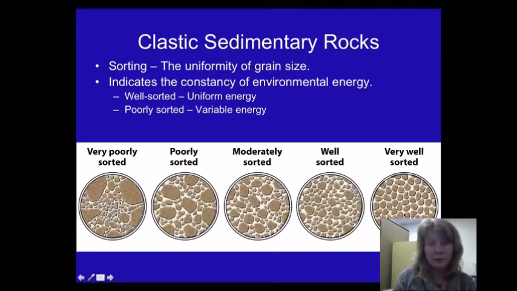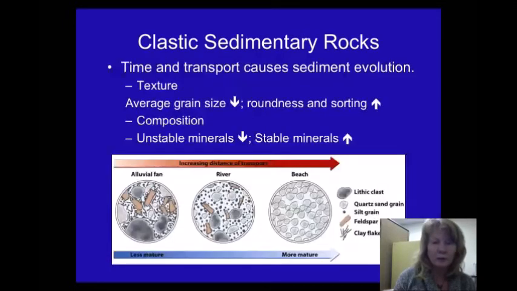Whereas wind has a very narrow range of energy. So wind will carry silt and clay-sized particles far away. It can't move anything larger than usually about a medium grain sand, and then it can't move that very far. So in a dry wind-blown environment, you usually get very well sorted sand-sized particles.